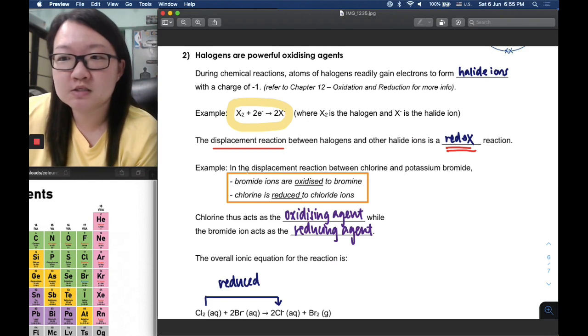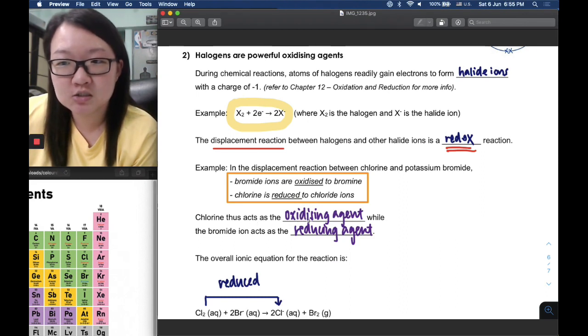Okay, so in this case of, let's say, the displacement reaction between chlorine as well as potassium bromide, your bromide ions are oxidized to bromine. The chlorine is reduced to the chloride ions. So in this case, chlorine will act as the oxidizing agent because it is reduced, whilst your bromide ion will act as the reducing agent because it is being oxidized. Okay, so you might think that I'm speaking alien language because you haven't learned redox, but like I said, come Sec 4, you'll understand this part.